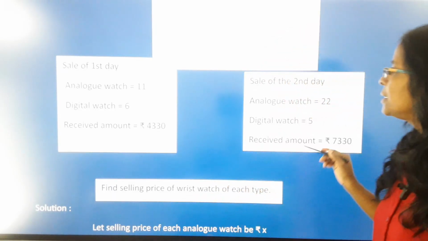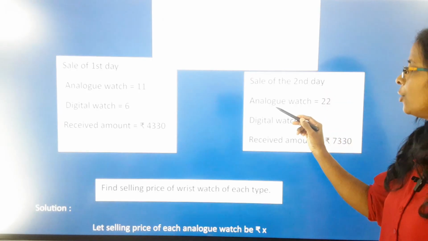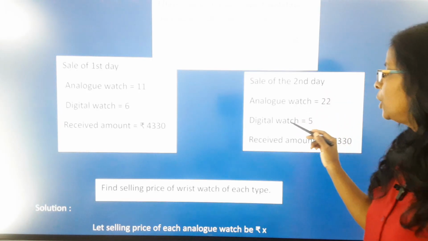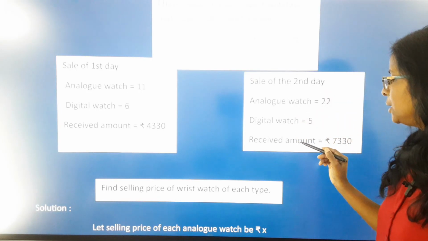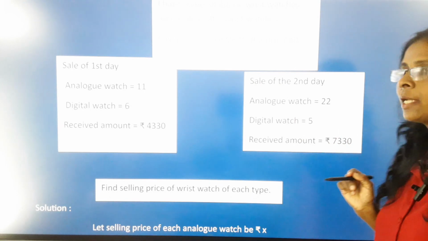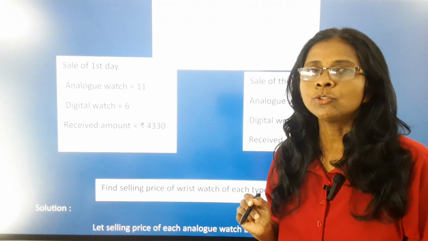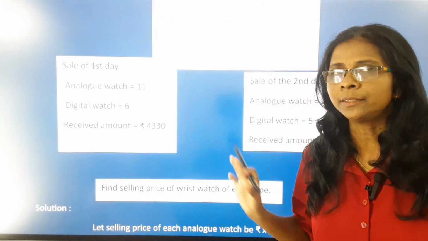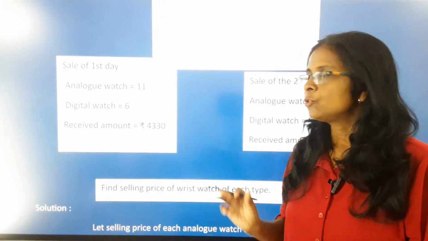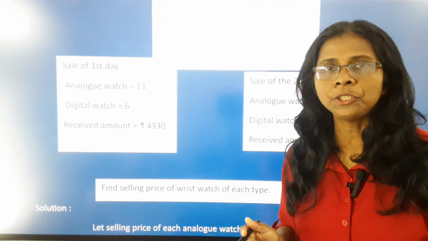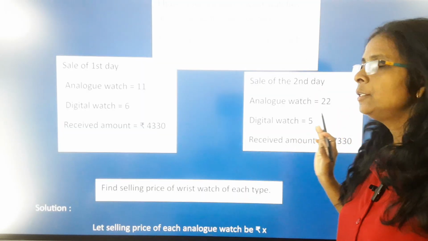4,330. Sale of the second day: analog watch is equal to 22, digital watch is equal to 5, received amount is equal to rupees 7,330. So these were, I think, activity based questions. Okay. So this is the first condition and this would be the second condition.